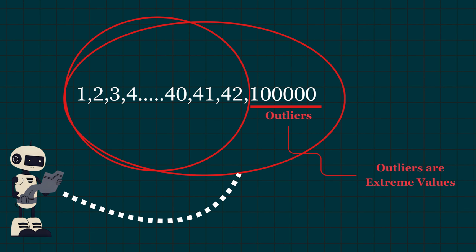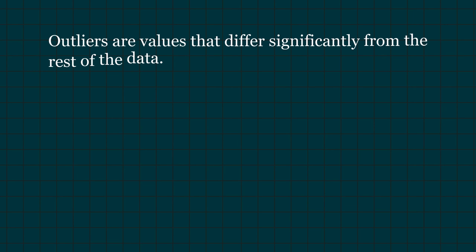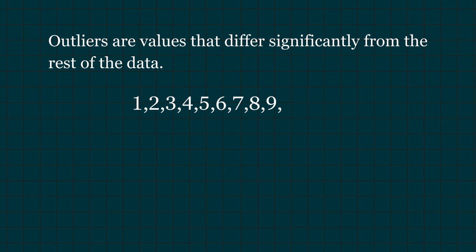For those who don't know what outliers are, I have covered this topic in one of the previous videos of this series, so I suggest you go check that video out if you want to really understand the concept in depth. But I would still explain what outliers are in brief here. Outliers are values that differ significantly from the rest of the data. Suppose most of your data is between 1 and 10 and there is a value which is 100, that 100 would be considered an outlier.